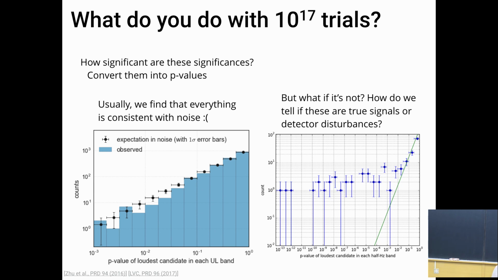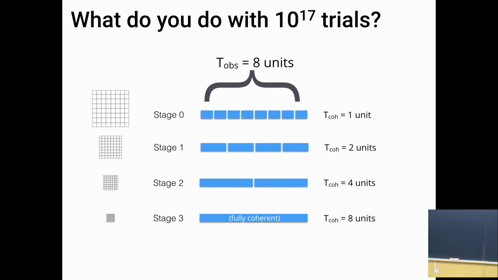The green line is the expected, and the blue data points are all the things that we actually measured. So what is this saying? Is this saying that we have all of these really highly significant signals, because this p-value goes all the way to 10 to the negative 13? Well, no, because of detector disturbances. And how do we know if it's a signal or a detector disturbance in the first place? One of the things we can do is run a follow-up search.